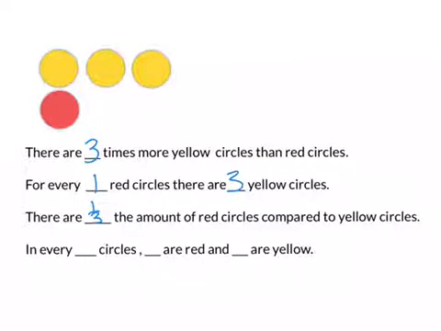We can also think about all the circles together. So altogether, we have 4 circles, and in every 4 circles, 1 is red and 3 are yellow. So that's another way of expressing the ratio, by looking at the whole amount of circles and saying in every 4 circles, because we have 4 circles altogether, 1 is red and 3 are yellow.